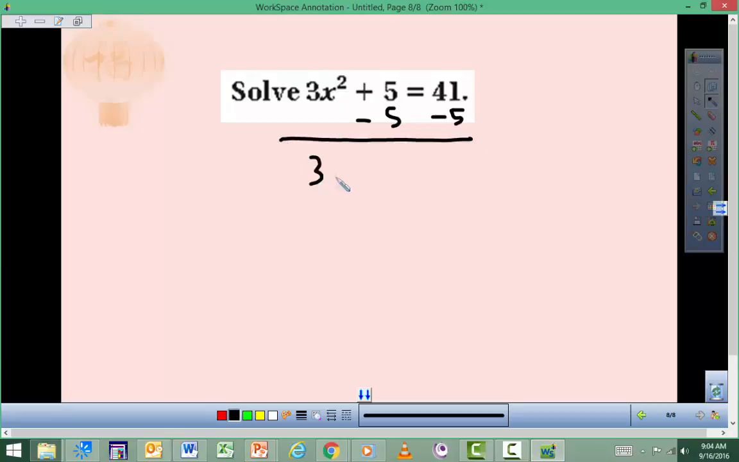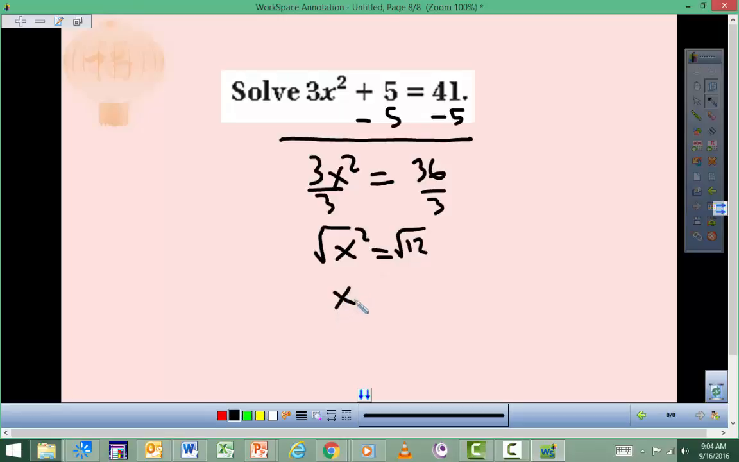And that gives me 3x squared is equal to what? 35? No? 30. 36? 36. And then we divide by 3 here. Divide by 3 here. I get x squared is equal to 12? Yep. And then I take the square root here and a square root here.